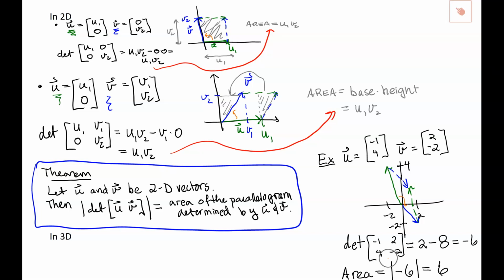If we swapped these columns so that we were starting with the blue vector and going to the green vector, with -2, 2 here and -1, 4 over here, then we would have gotten +6 as the value for the determinant. Okay, so that's it for now, and in the next section we'll talk about finding volumes of parallelepipeds in 3 dimensions.